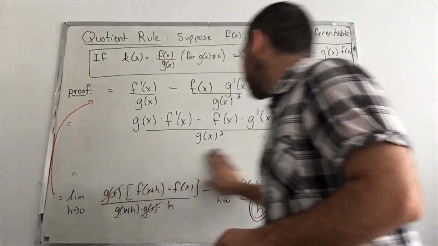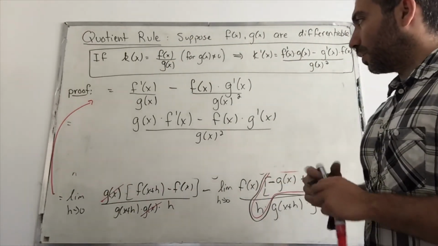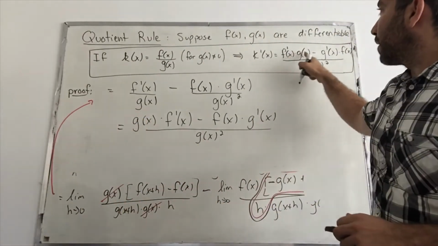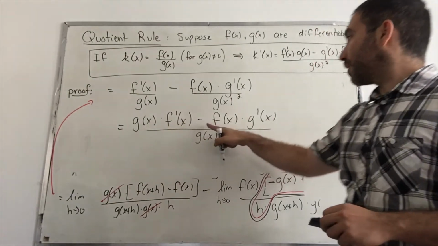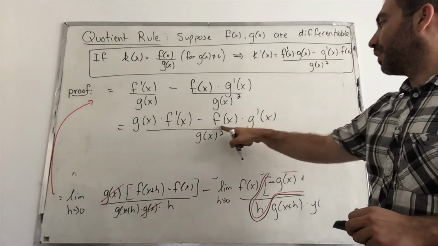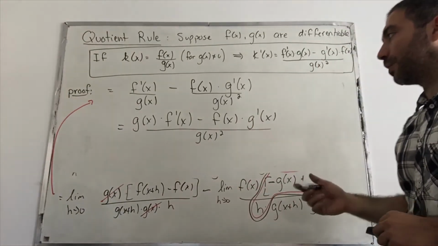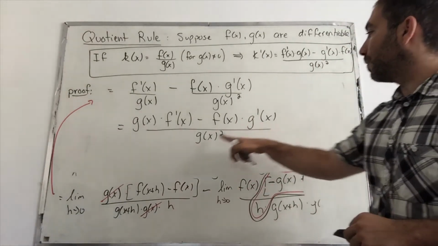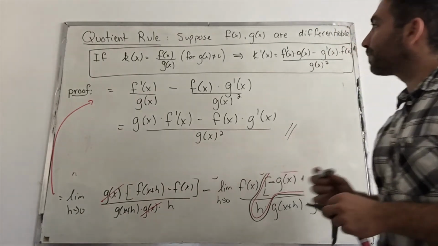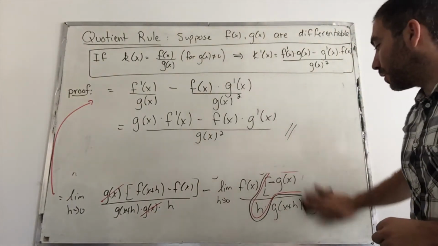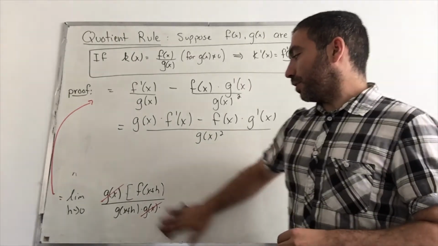Erase this. Let me put the equal sign here. f prime of x times g of x minus g prime of x times f, yeah, f of x times g prime. The fact that the multiplication is off, it doesn't matter. Again, 2 times 3 is the same as 3 times 2. And then over g of x squared. We got it. So this is done. So this is the proof for the quotient rule. Let's look at some applications and do some practice problems.